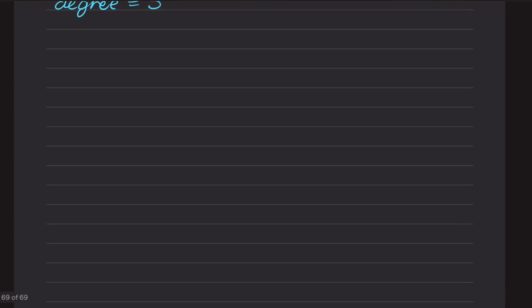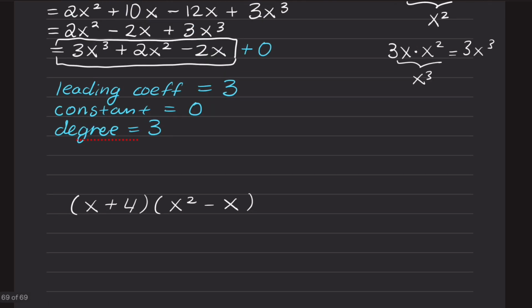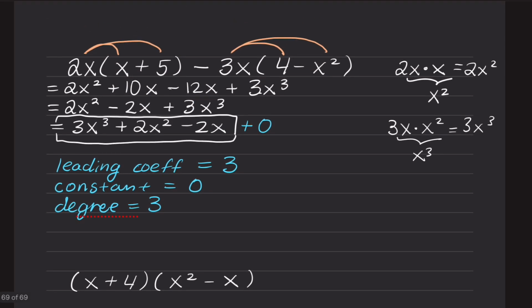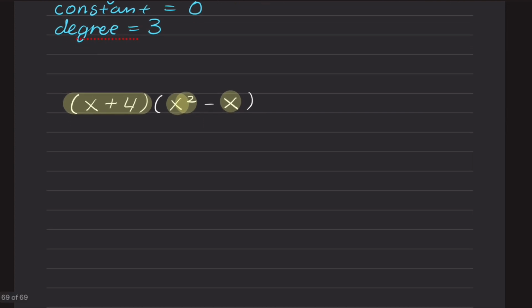Okay, so now we're going to talk about multiplying some polynomials together. So suppose I wanted to multiply x plus 4 and x squared minus x. Up in the previous example, we had taken this 2x, for instance, and we distributed that into times x and times 5. Well, we're going to do the same thing, but with this x plus 4. We're going to multiply that by an x squared and by this minus x.